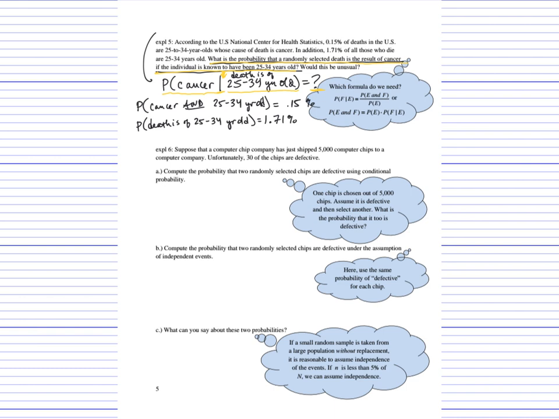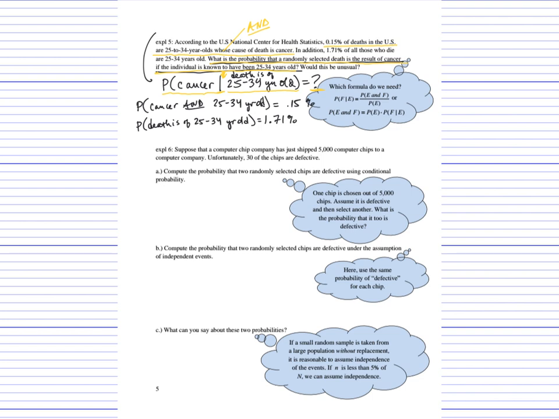You just need to know what you're looking at, though. So the first sentence, according to the U.S. National Center of Health Statistics, 0.15% of deaths in the U.S. are 25 to 34-year-olds whose cause of death is cancer. Isn't that an implied and? So first of all, I see two events here. One event is death is caused by cancer. One event is the death is of a 25 to 34-year-old, right? This 0.15% of deaths is the probability that a death is a 25 to 34-year-old and they died from cancer, right?